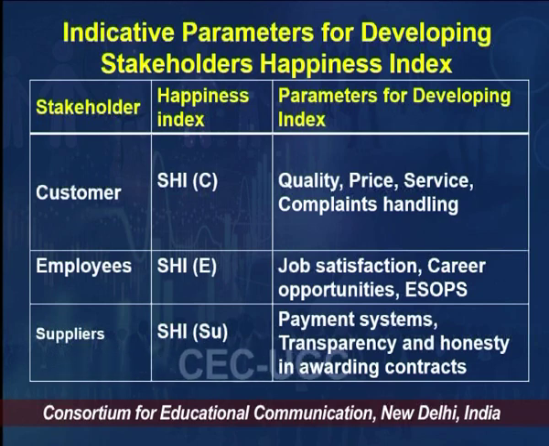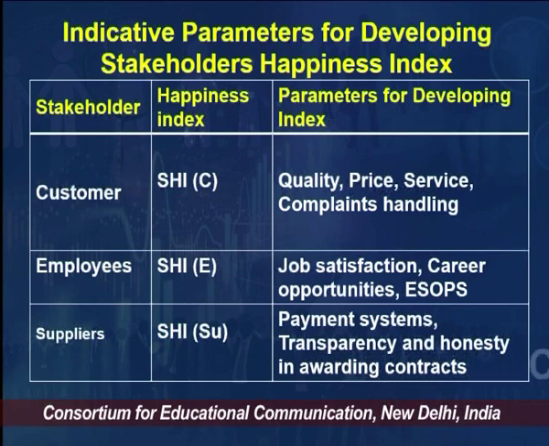C here denotes customer, and SHI means stakeholders happiness index. So I am taking customer as one of the components of the stakeholders happiness index. Now for that, parameters for developing this index would be the quality of product which my company is offering, the price at which I am offering my products, services, the kind of after sale services my company is offering, and the way we are handling the complaints of the customers. That is customer care management or customer relationship management, CRM we talk about.